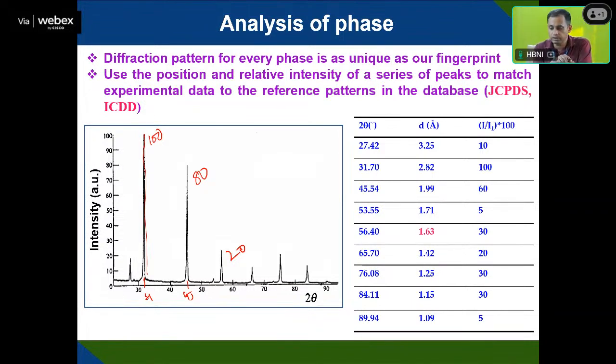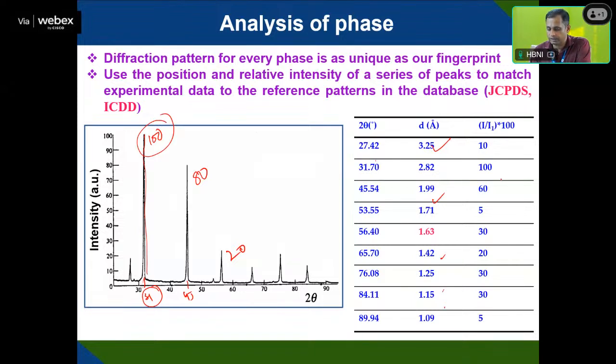So there are two things, peak position and intensity. By comparing these two with the reference database, you will be able to find out what phase is formed. I have taken a common example here. You can see the 2 theta value mentioned here, and the corresponding d-spacing available that I have given here.